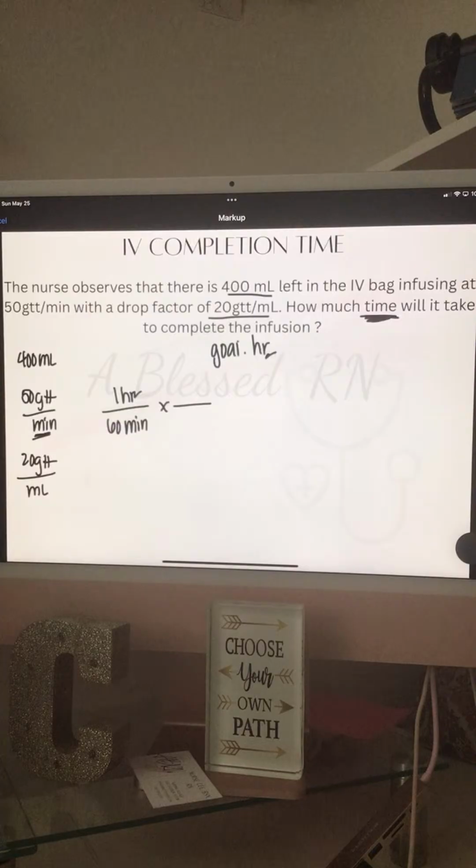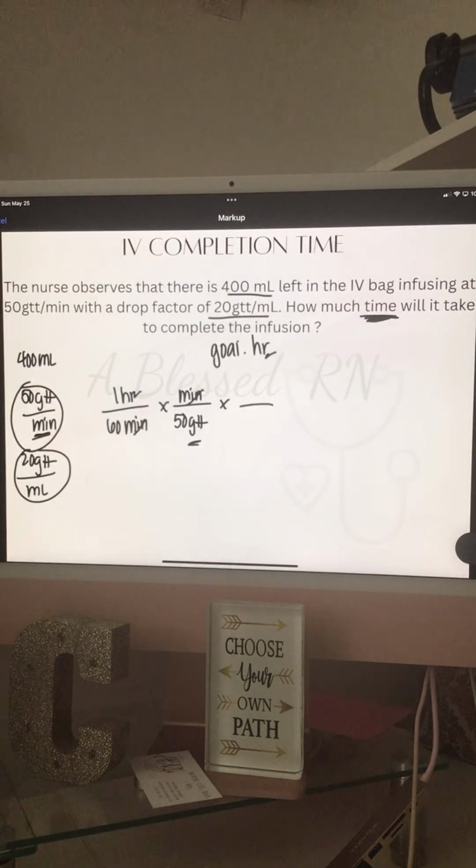Make sense? All right, so we'll do this one now, okay? Flip it. So minute over 50 drops. Then we've got drops on the bottom, right? So we'll do 20 drops per milliliter. Boom. And then we've got milliliters, so we'll put our 400 milliliters over 1. And everything is now gone except for the hours.